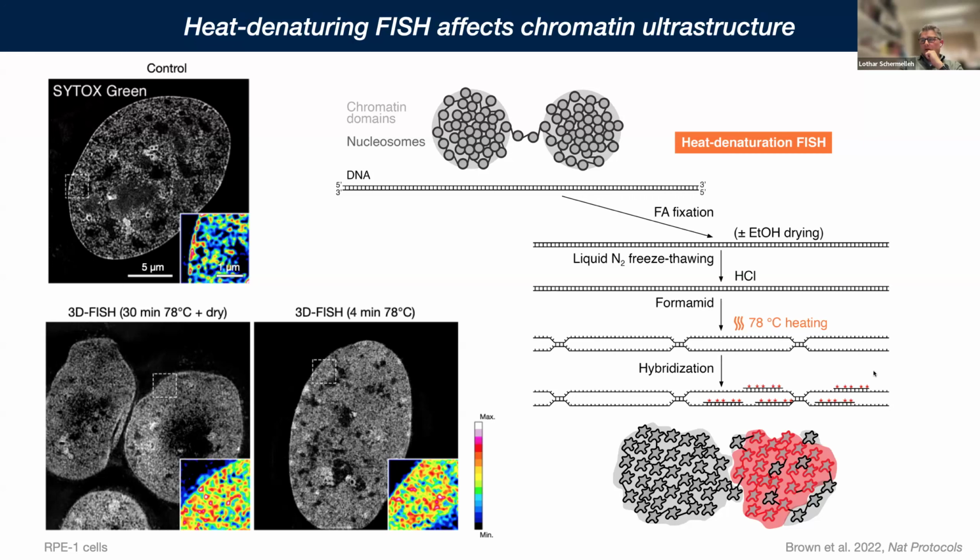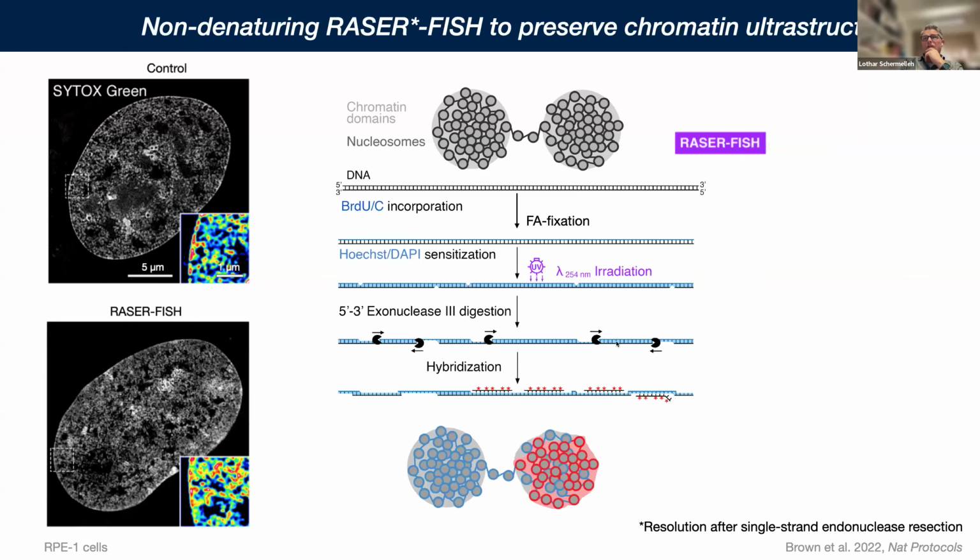So we collaborated with colleagues in Oxford who at that time figured out an alternative way to do FISH in a non-denaturing way. In the classical way to do FISH, we denature all proteinaceous components of chromatin. While you maybe don't affect distances, that complex contextual information gets lost.